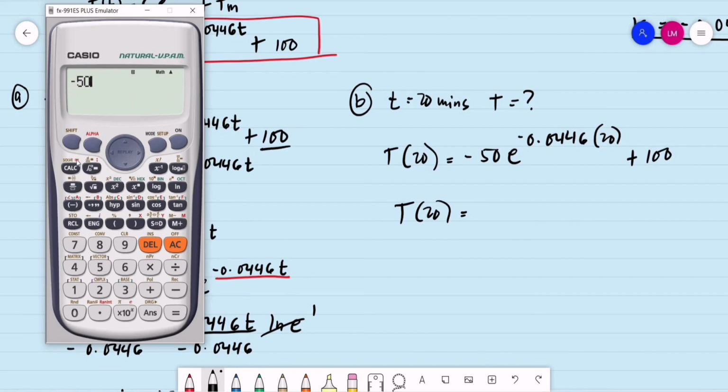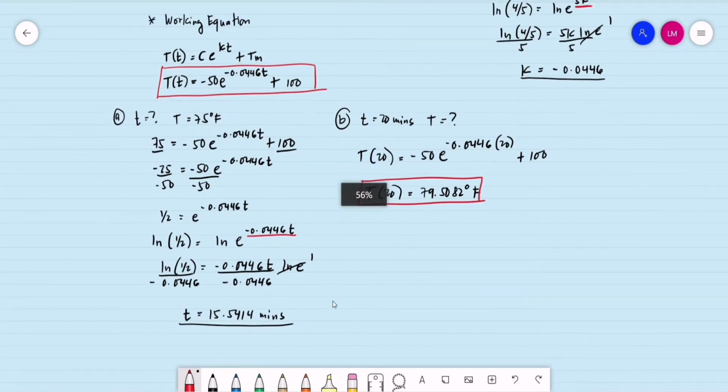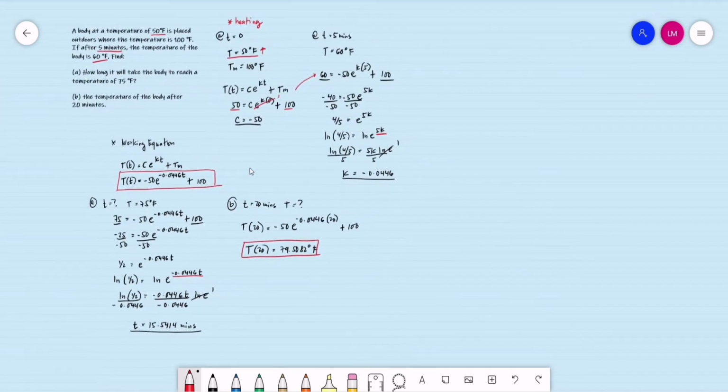This is negative 50 e raised to negative 0.0446 times the time of 20 minutes, plus the temperature of the surrounding medium, 100 degrees Fahrenheit. This is 79.5082 degrees Fahrenheit. So this will be our answer for letter B, the temperature at 20 minutes. This will be our solution for this example.